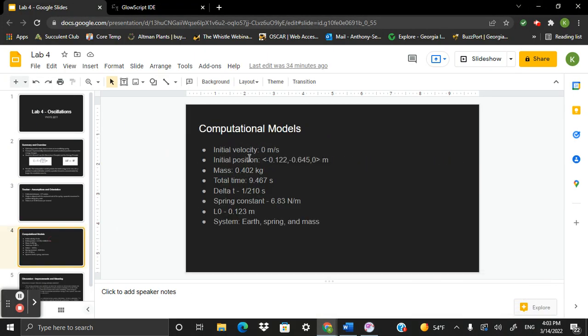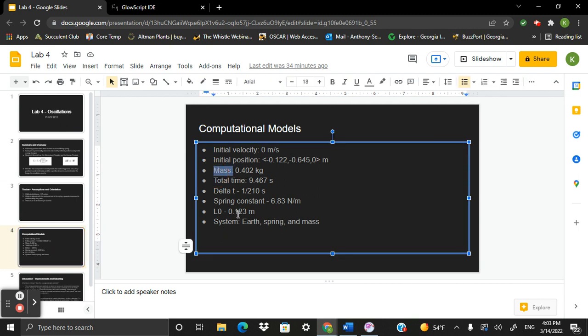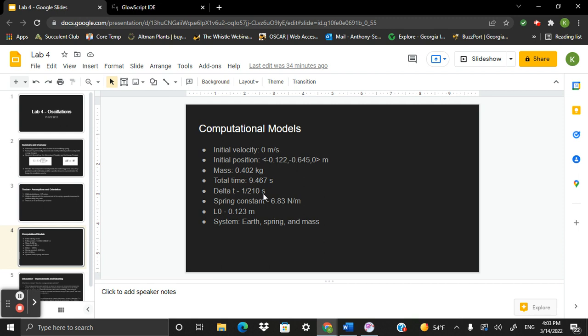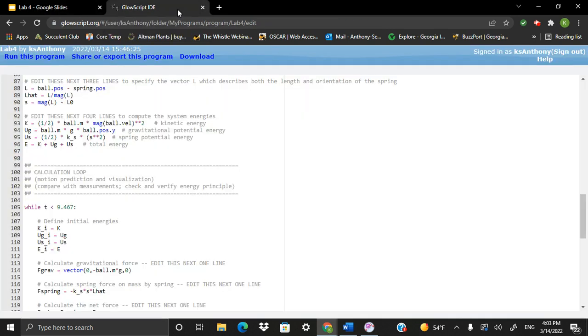For the computational model, we got the mass, spring constant, and relaxed length of the spring from the pre-lecture videos, and the initial velocity, position, and total time were all taken from the Tracker video, and the system is assumed to be the Earth, spring, and mass. Here we have just the formulas for each segment.